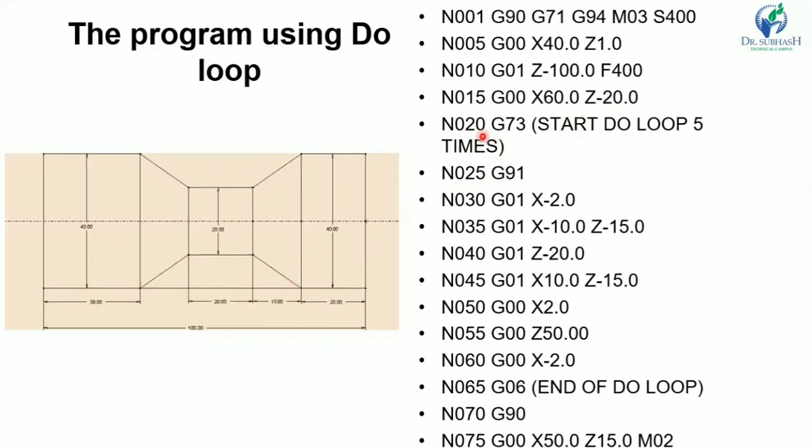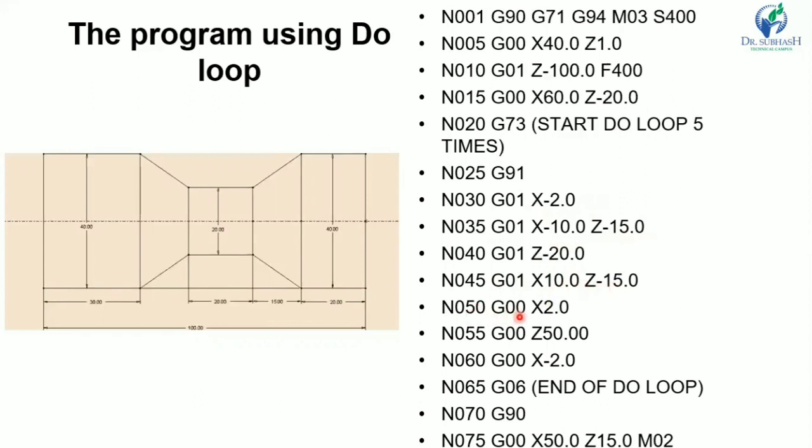Now G73, that is start do loop 5 times. G73 means start do loop 5 times. Then G91, that means the incremental mode. So here we start the do loop. G01 X minus 2, that means 2 mm. We have taken here the depth of cut 2 mm. Then G01 X minus 10, Z minus 15. Again, now Z minus 20, X10, Z minus 50.